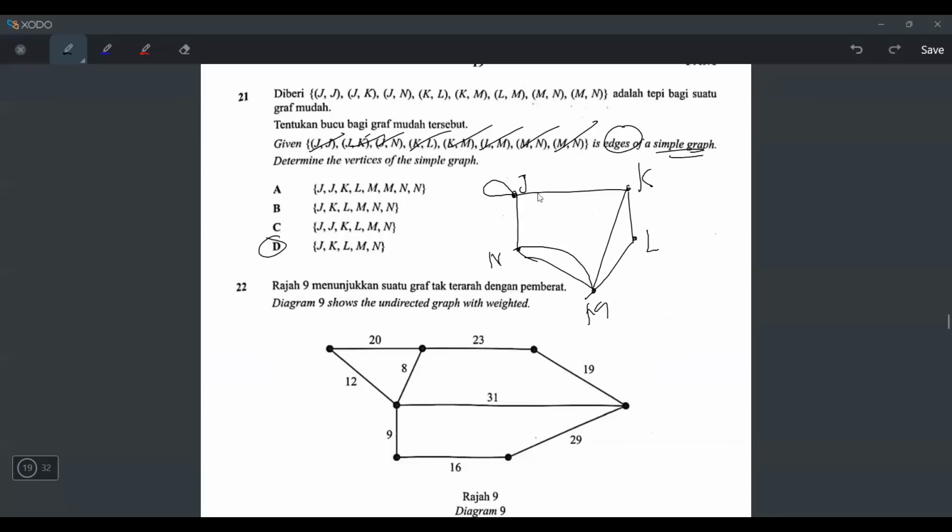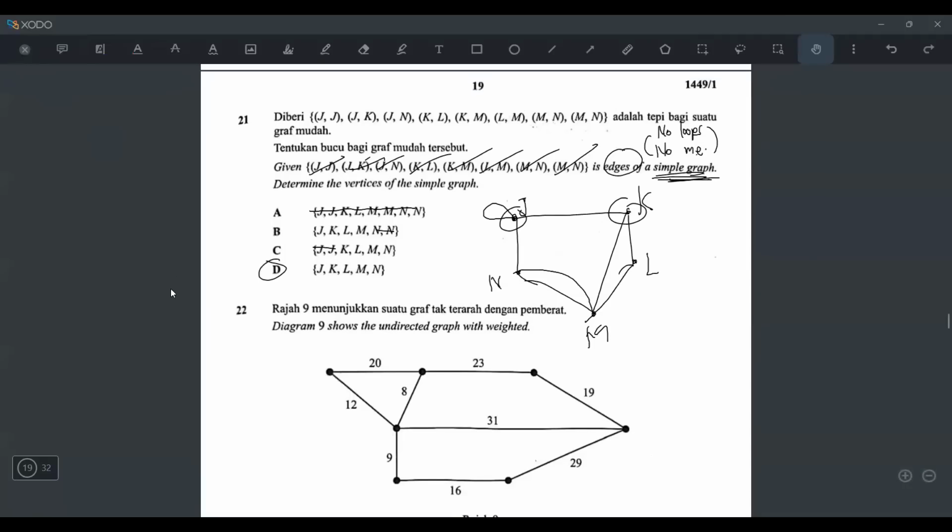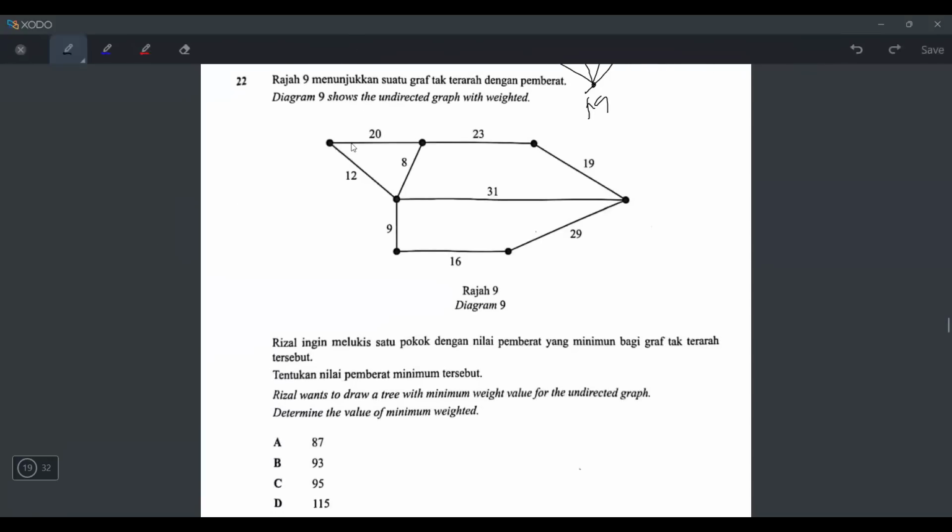And then they say determine the vertices. So J, K, L, M, N. It's not A. The vertex cannot be written twice; J and J should be written only once. Same thing with this one, N written twice is wrong. The answer is D. But I think in this question maybe they made a mistake, because this is not a simple graph. A simple graph means no loops and no multiple edges. But if you look at this question, it clearly has loops and multiple edges already. But you can still find the answer. The answer is D. So let's keep going.